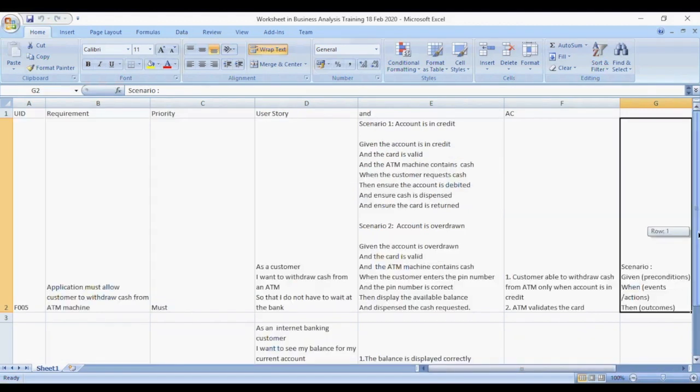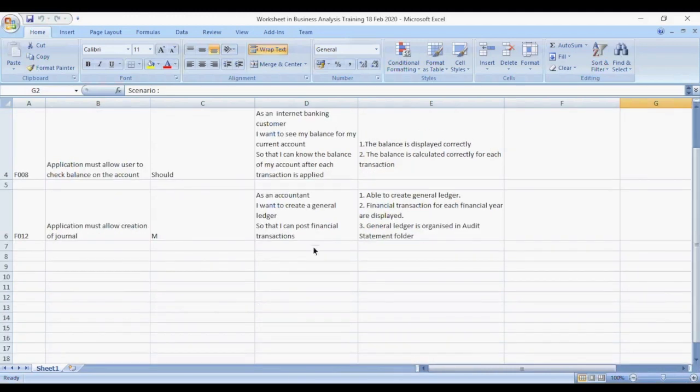Okay, so there's another example that I put here. This one is a functional requirement that says the application must allow users to check the balance on their accounts. The priority is should. For the user story: as an internet banking customer, I want to see my balance for my current account so that I can know the balance of my account after each transaction is applied. So that's a user story.